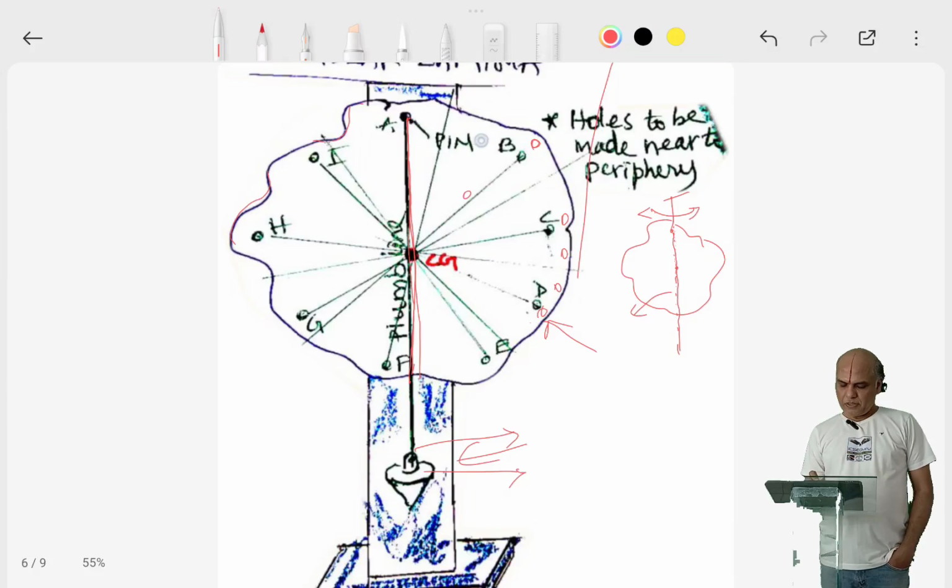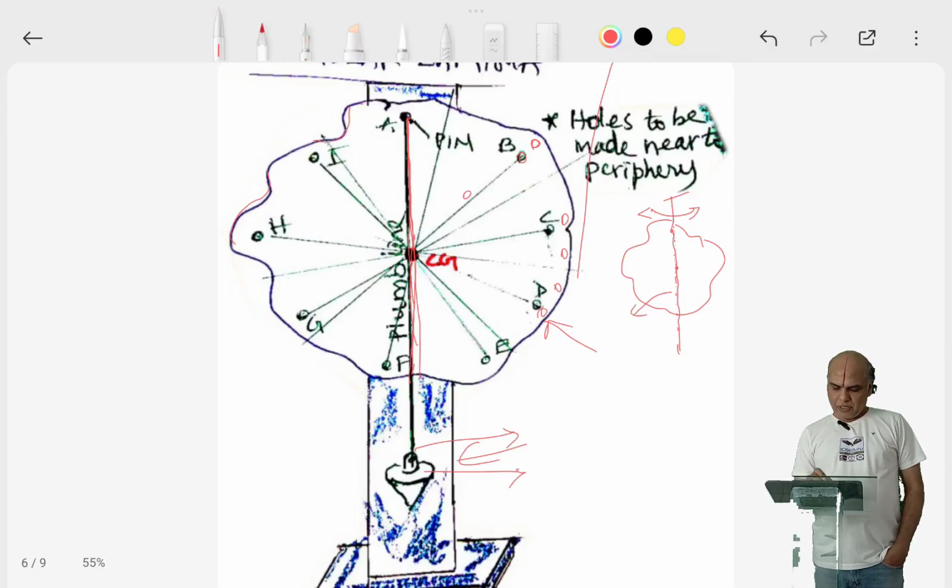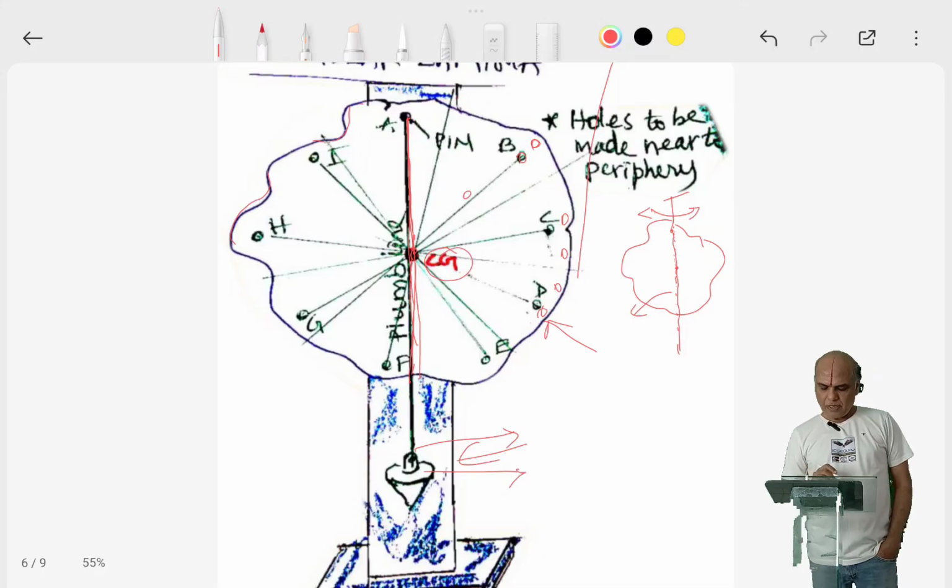Likewise, shift the lamina to the next hole and hang it using B, then draw the vertical line again. Then shift it to C and draw the vertical line again. When you complete all the holes, you will get a series of lines that meet at one point, and this point will be the CG of the irregular lamina.